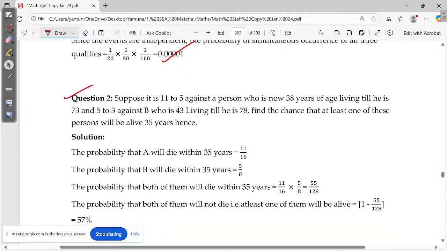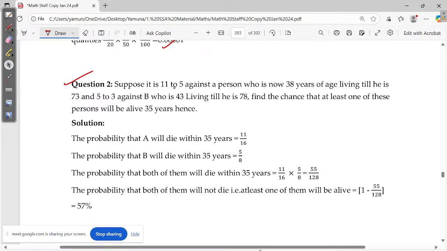Question number 2. Suppose the odds are 11 to 5 against a person A who is now 38 years of age living till he is 73. Okay, this is one event. And 5 to 3 against B, another person who is now 43, living till he is 78. So this is another event given. So this is like odds against and odds in favor. They are giving us odds against.